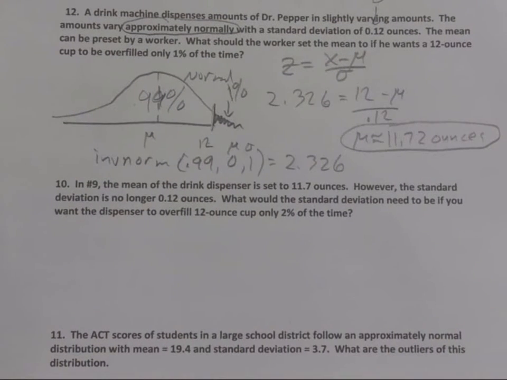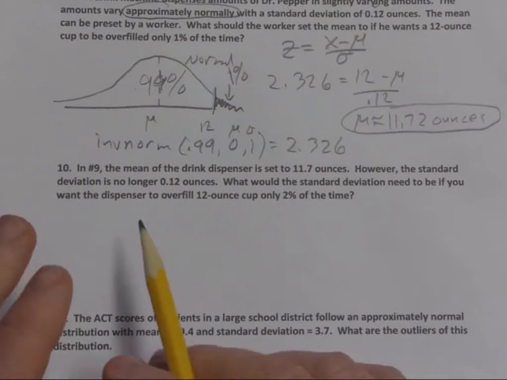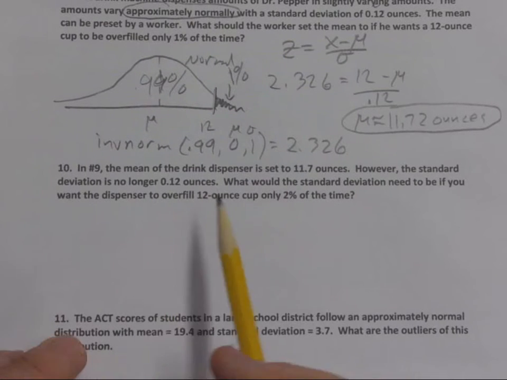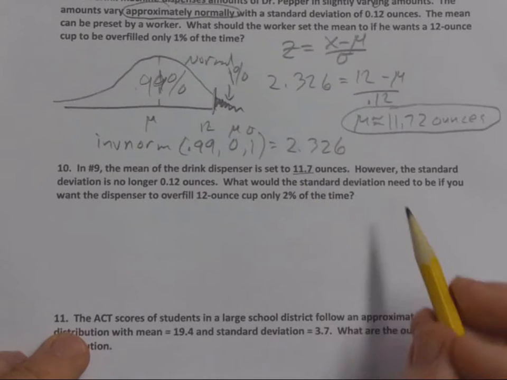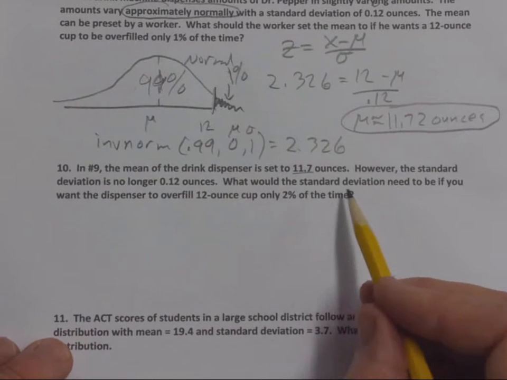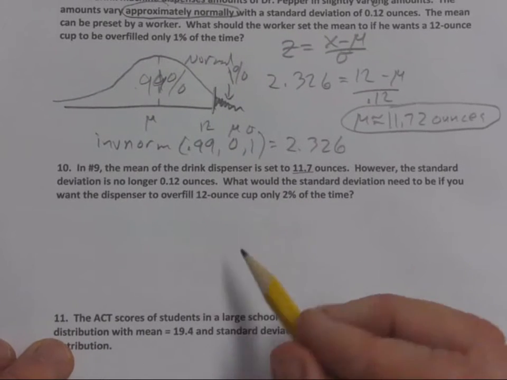Whenever you don't know the mean or standard deviation, it's a pretty good bet you're going to use the formula for z-score. So this one's a similar problem that has occurred. In number 9, the mean is set to 11.7. However, the standard deviation is no longer 0.12. What would the standard deviation need to be if you want the dispenser to overfill a 12-ounce cup only 2% of the time?